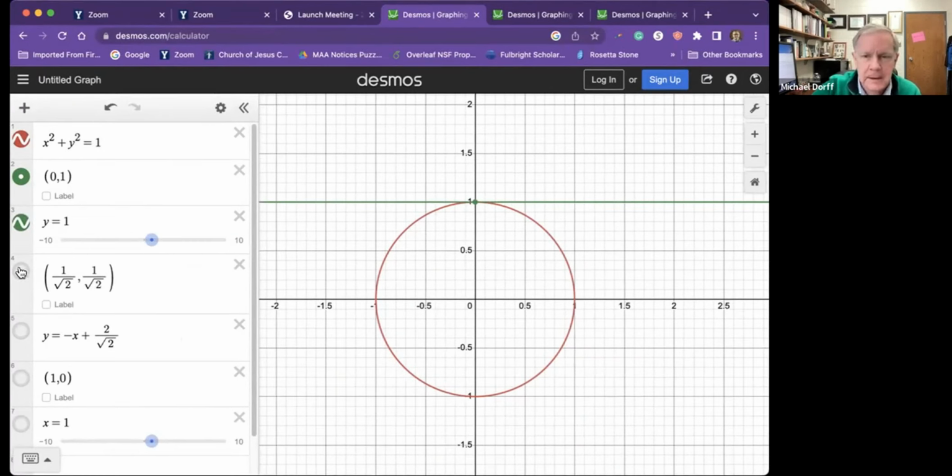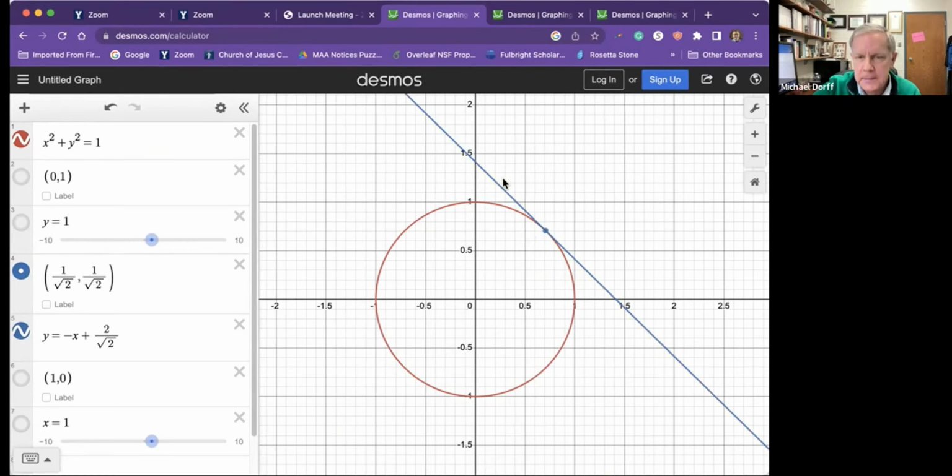If I now take another point, let's take this point here, 1 over square root of 2, comma 1 over square root of 2. That's the x and y values. What's the tangent line going to look like? It's going to be this line here. And what's the slope of that line?